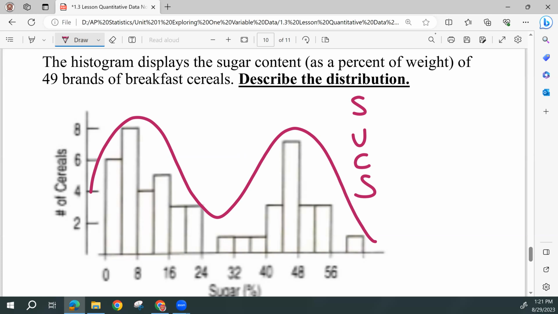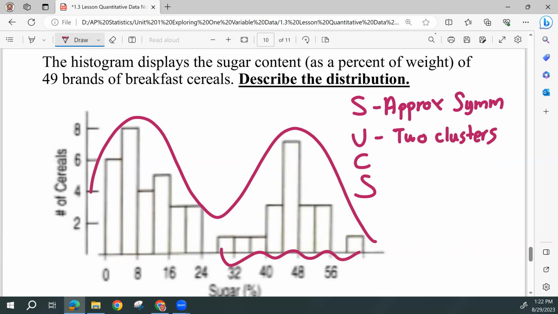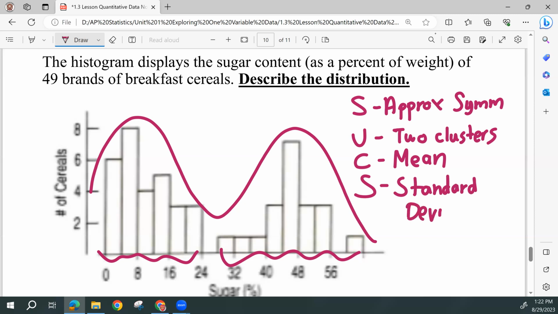This looks approximately symmetric to me. So in incomplete sentences, I would say the distribution of sugar content in the 49 brands of breakfast cereals is approximately symmetric. We have two clusters. This is an example of clusters. We have this cluster right here and another cluster right there. And that might be a result of maybe healthy cereals and less healthy, more sugary cereals. Some of them have a lot more sugar, and then there's a set of cereals that have much less. Because this is approximately symmetric, we could look at the mean as a measure of center, and we could look at the standard deviation as a measure of how spread out the data is.